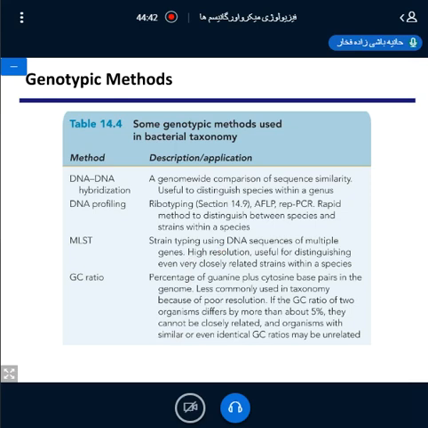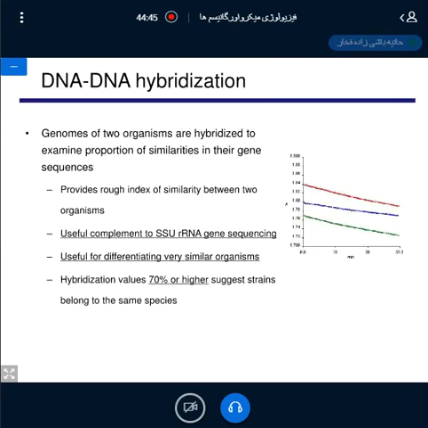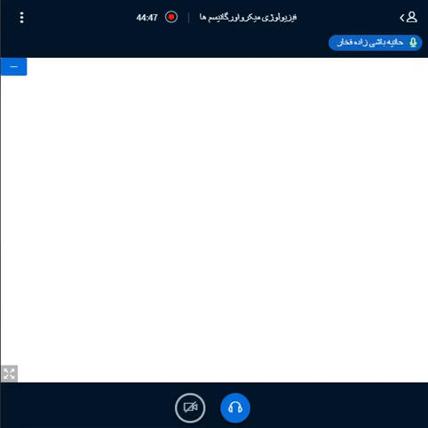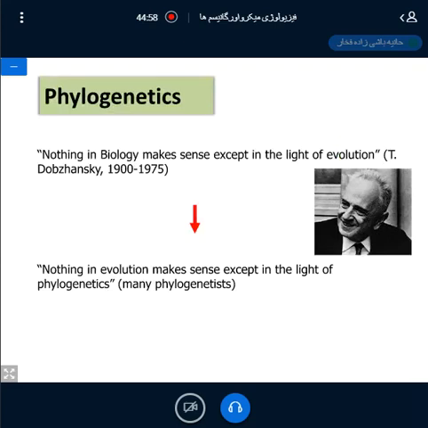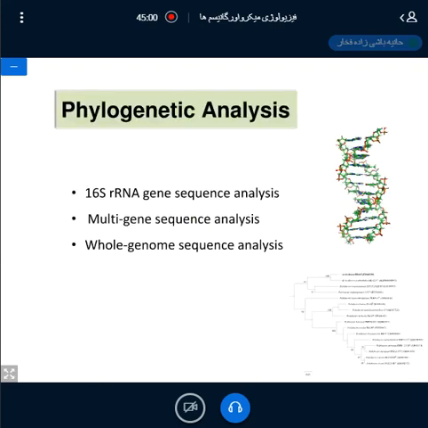What is phylogenetic analysis? 16S rRNA gene sequence analysis, multi-gene sequence analysis, or whole genome sequence analysis. We use these methods in phylogenetic analysis. Writing.